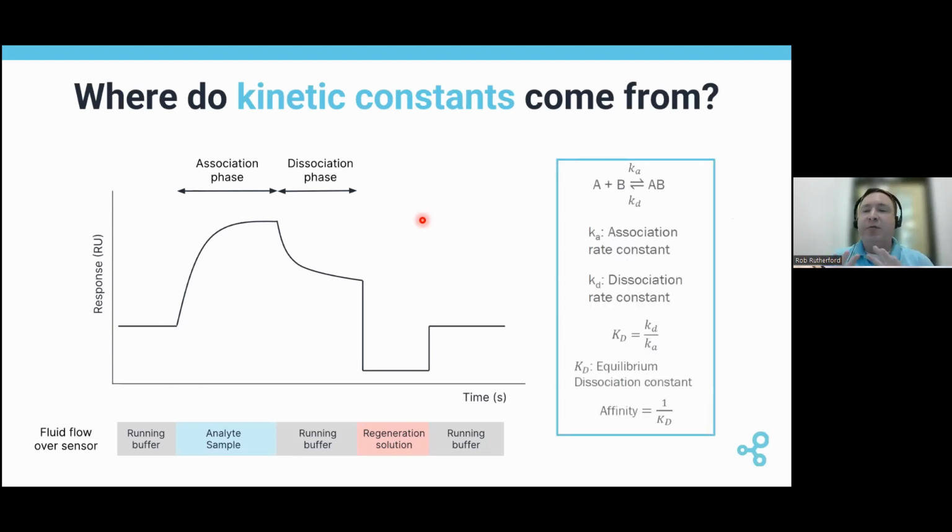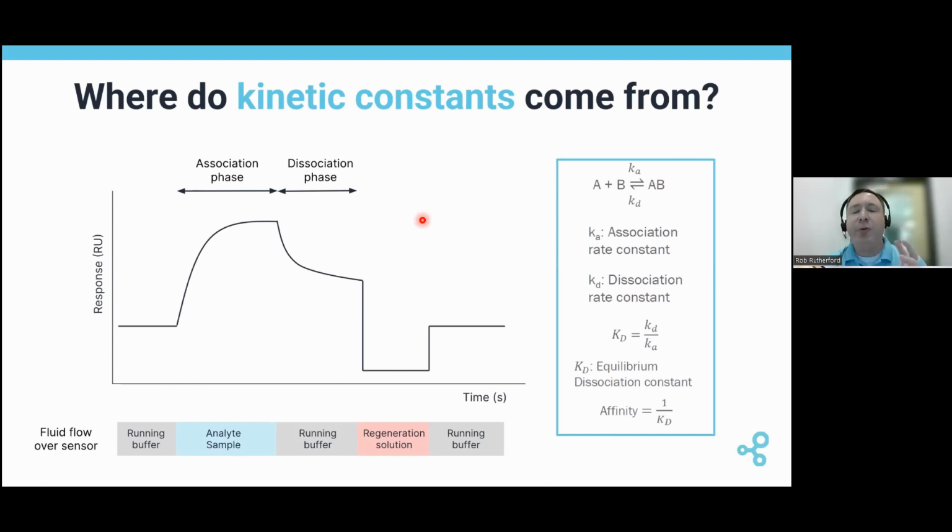So the final slide, to wrap up what is SPR in a nice little bow, is just to associate ourselves with some more definitions. If you see lowercase k, lowercase a, that can also be called k-on, or your association rate constant. If you see lowercase k, lowercase d, that's referred to as the dissociation rate constant. It can also be called k-off. And then finally, if you see uppercase K, uppercase D, that is your equilibrium dissociation constant, and that is what's used to calculate your affinity.